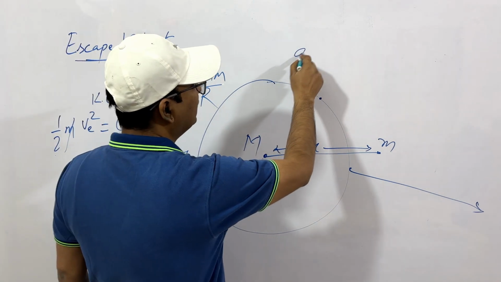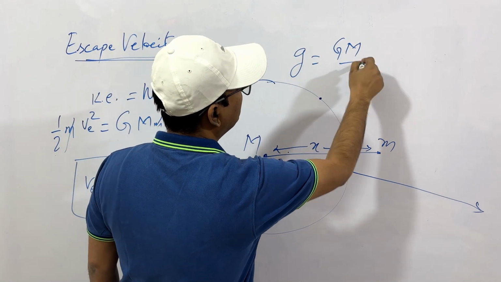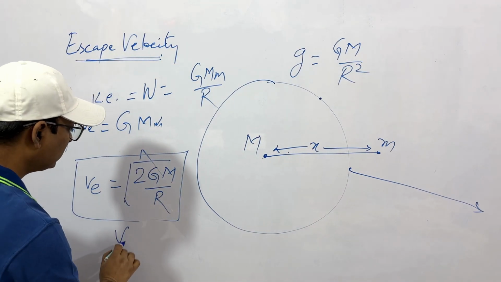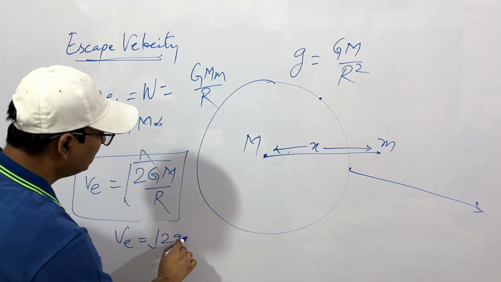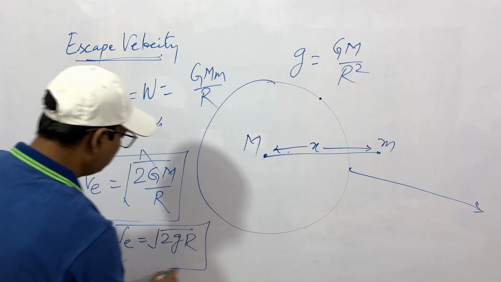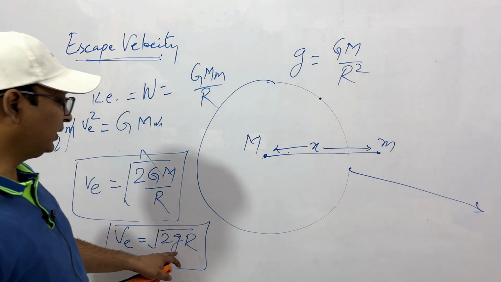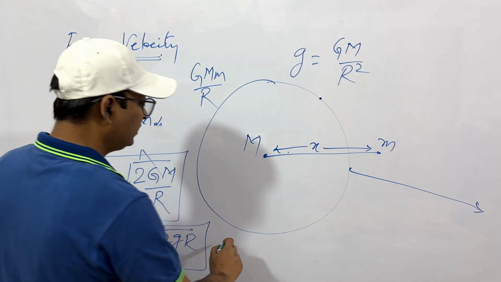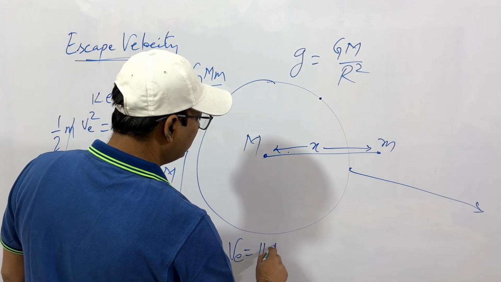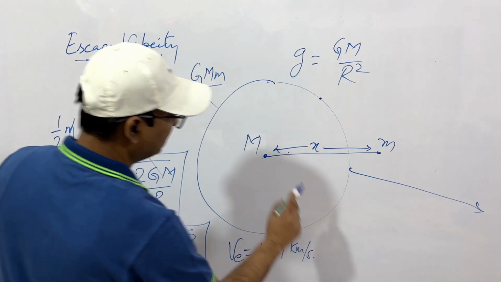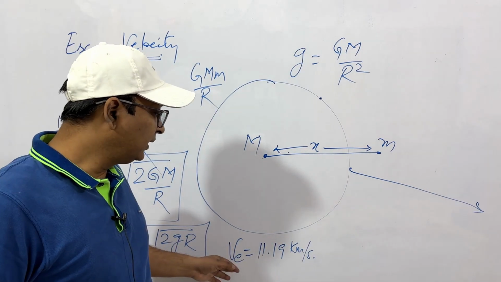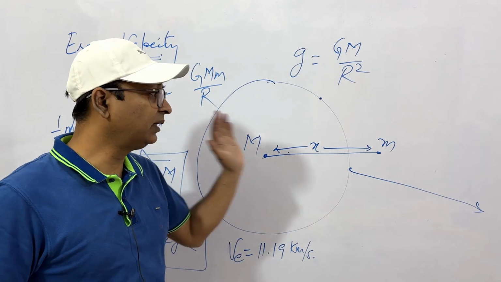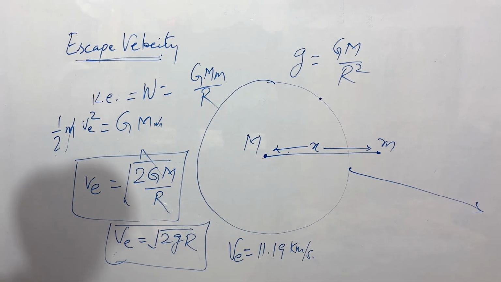But if you remember, acceleration due to gravity is given as GM by r square. So GM by r is small g r. So this is also equal to root over 2gr. So you should remember these two expressions. You know the value of acceleration due to gravity. You know the radius of the Earth. If you put the values, you'll get ve is equal to 11.19 kilometer per second. So if you send a body with an initial velocity of ve from the surface of Earth, it will escape the gravitational potential of Earth. This is called escape velocity.